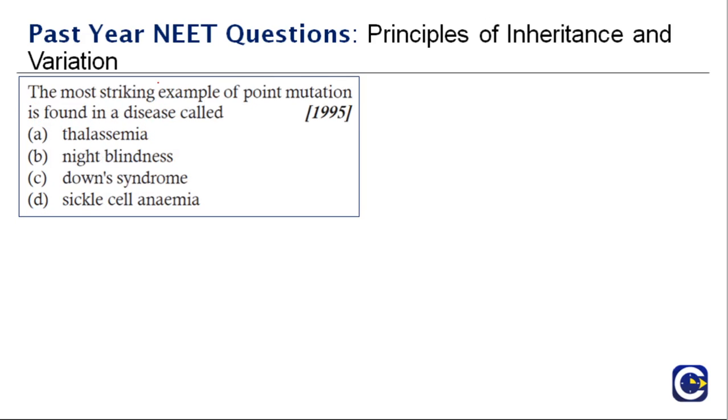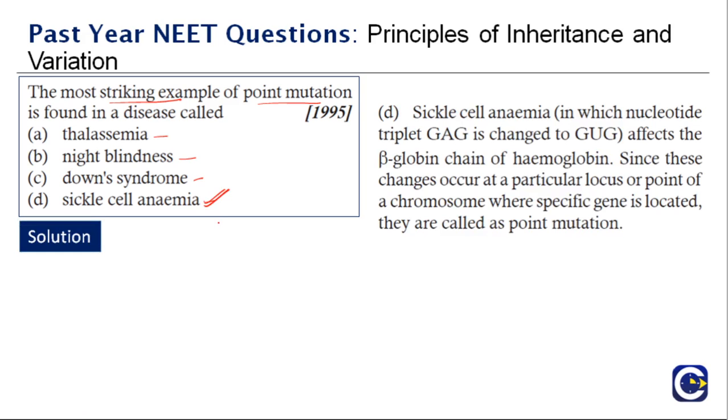The most striking example of point mutation is found in a disease called... We have also seen a similar question in the previous parts if you have been following. The options are thalassemia, night blindness, Down syndrome, sickle cell anemia. So, what is the right answer here? The right answer here is sickle cell anemia. There is a point mutation that causes sickle cell anemia.